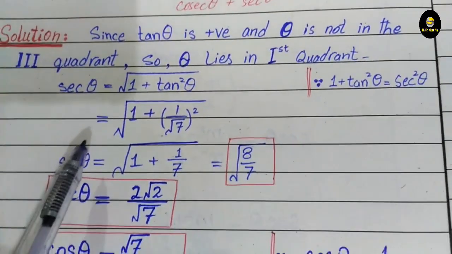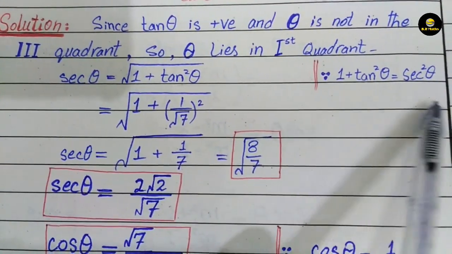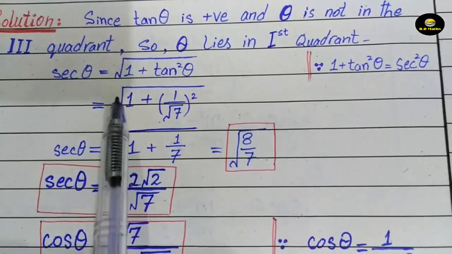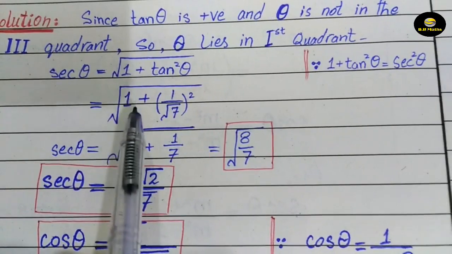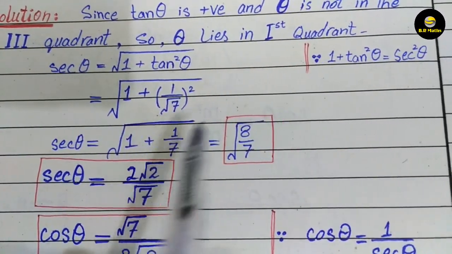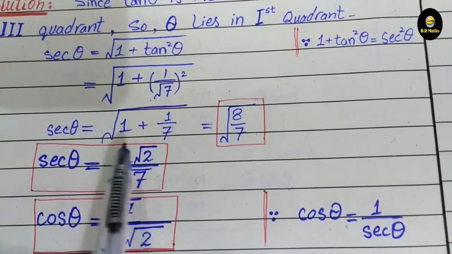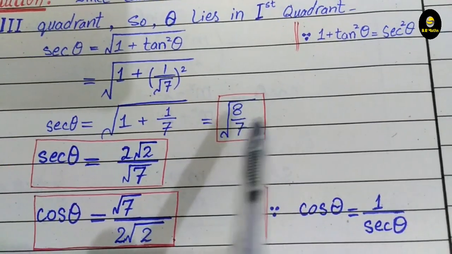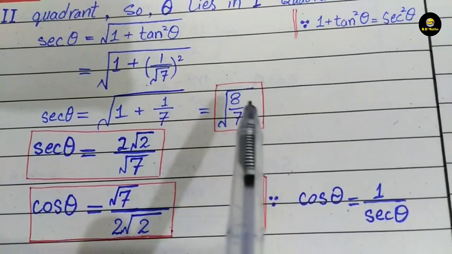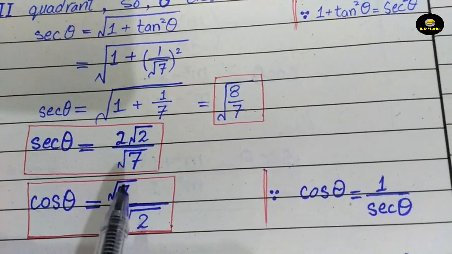So student, the first is secant theta. According to this identity, 1 plus tan square is equal to secant square. Apply this identity, secant is equal to the square root of 1 plus tan square. Put the value of tangent theta, 1 over square root 7. Take the square. 1 plus 1 over 7. Take the LCM, and after calculation the result is square root of 8 over 7. So 8 over 7, square root of 8 is 2 root 2, so it is 2 square root 2 divided by square root 7.